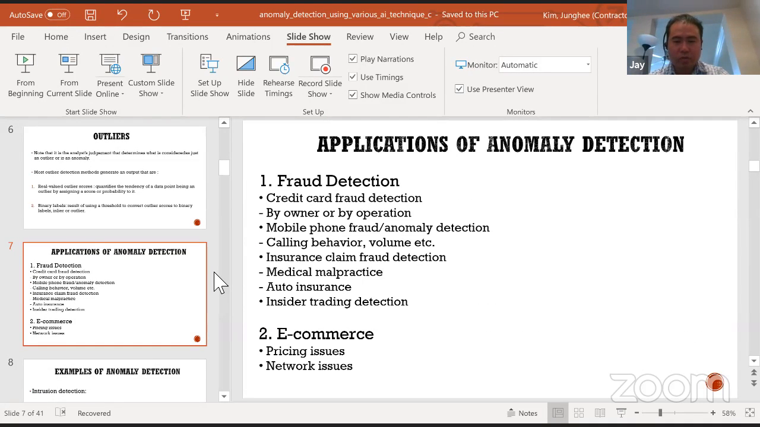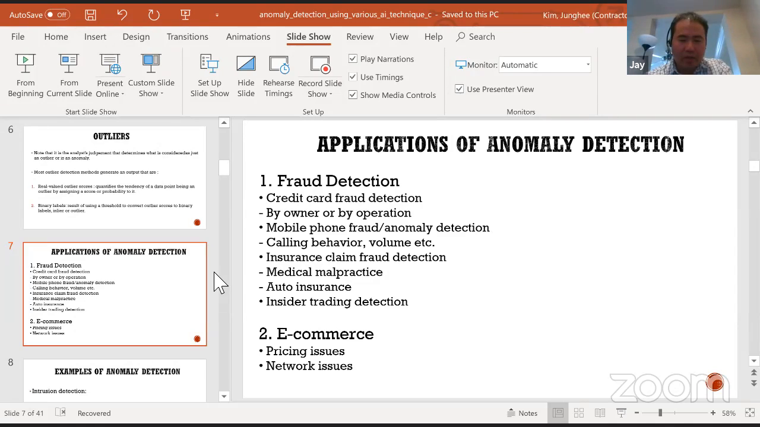So what can be used for anomaly detection? There are many applications for anomaly detection. Fraud detection is the most common application of anomaly detection, right? We can detect fraud, like credit card fraud. Someone can do some fraud online or by phone call. The AI can detect it, and we can check the behavior of fraud calling, and then detect it automatically by AI.